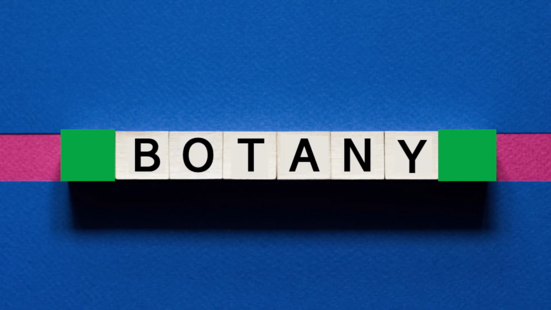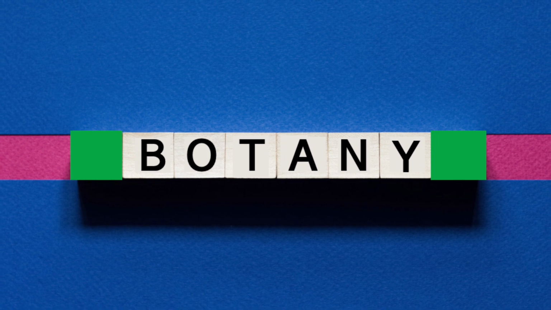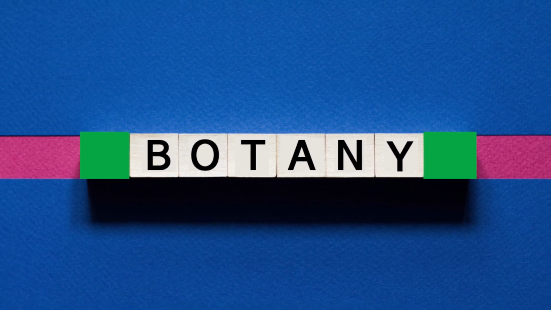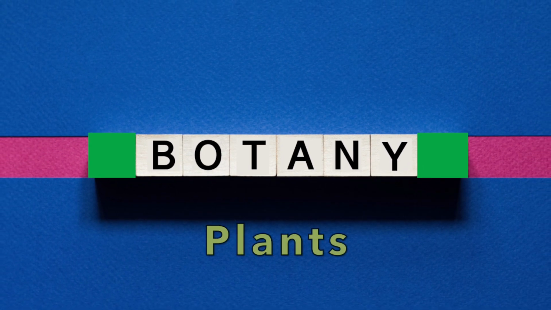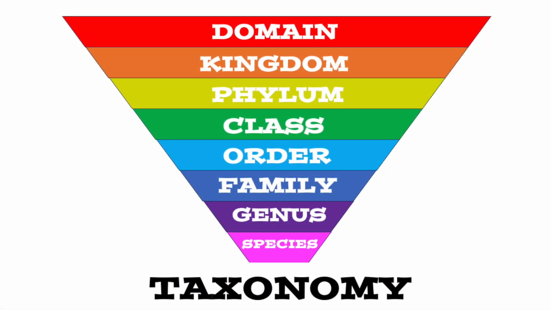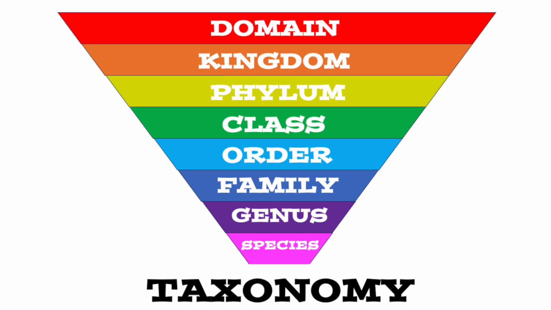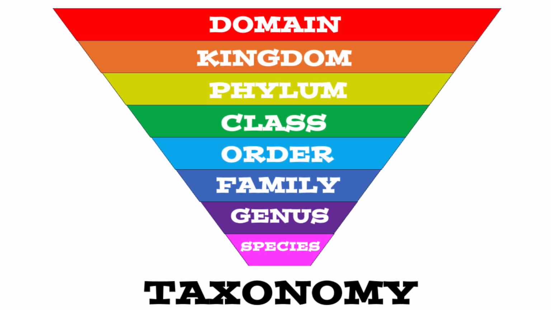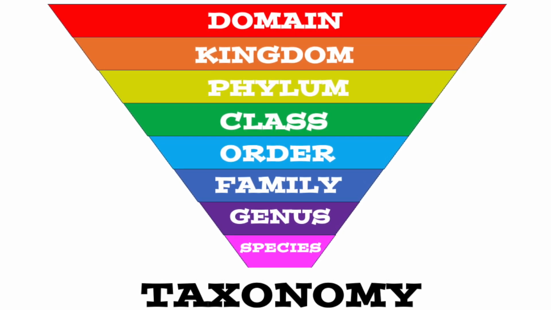Botany is the study of plants and specifically involves the systematic classification, naming, and identification of plants. Taxonomy is an orderly system that classifies organisms that share similar features into groups called taxa. The singular term is taxon.